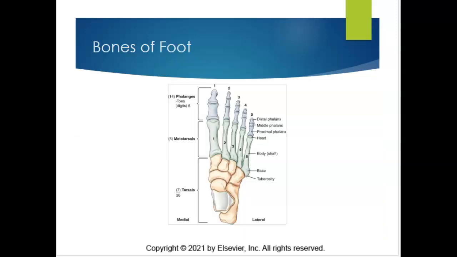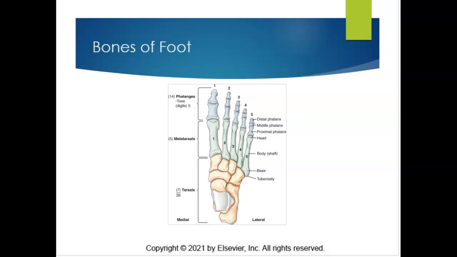To start off, I'd like to say if you understand the bones and the joints in the hand and the wrist, it's going to be very similar learning the bones and the joints of the foot. You're going to see some similarities. So, to start, the foot has 14 phalanges, 5 metatarsals, and 7 tarsals, creating a total of 26.